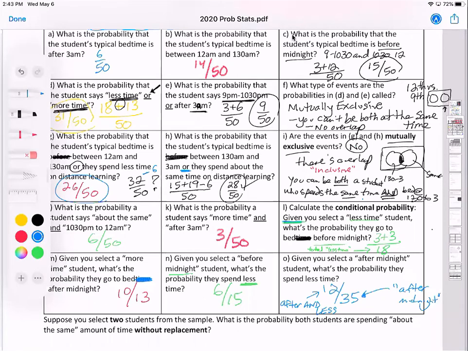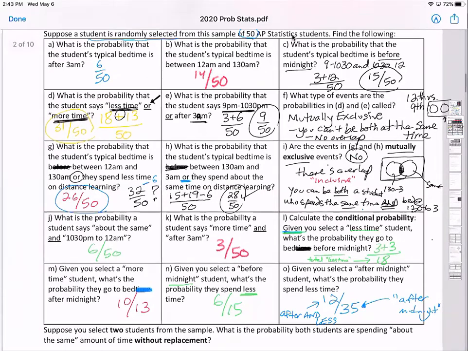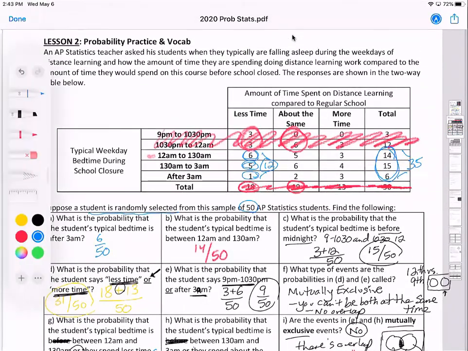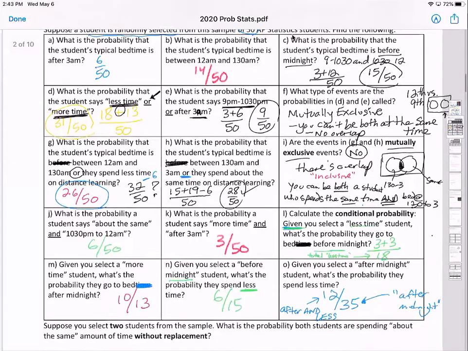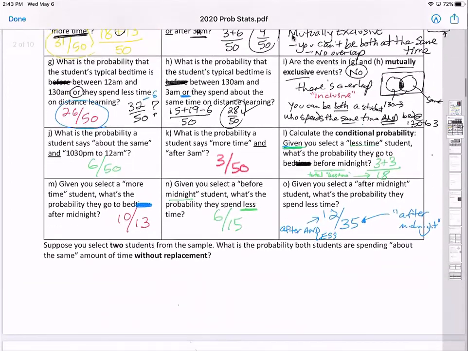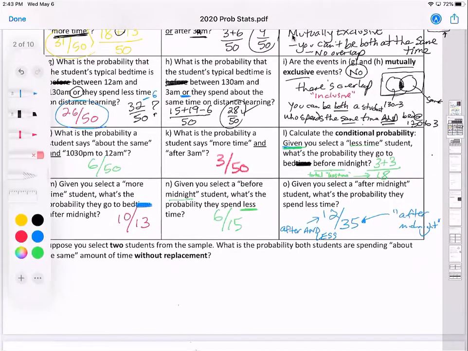Okay, let's do just 2 more, and then we'll end this video and pick it up on another video. So 2 more questions, kind of different. Let me clean this up a little bit. Let's say now we select 2 students, not just 1, from this sample. What's the probability that both students are spending about the same amount of time without replacement?